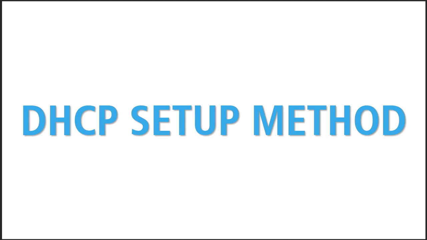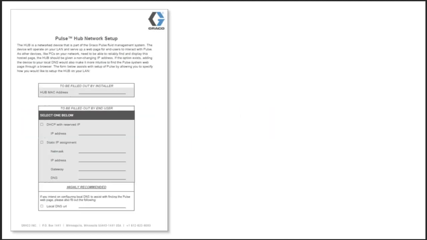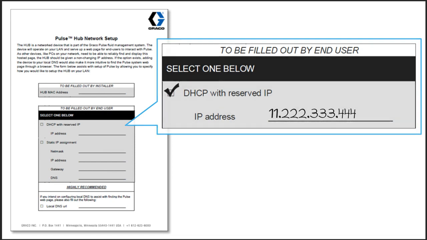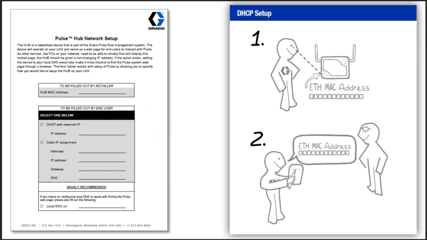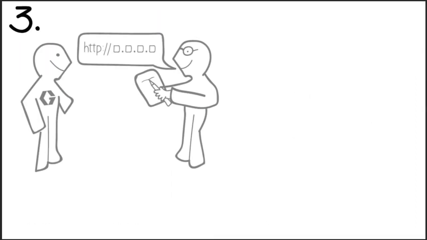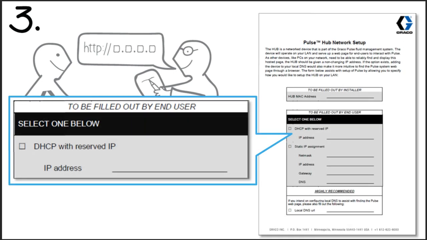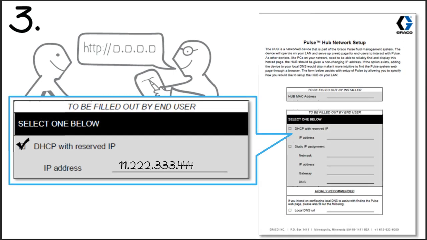We will cover the DHCP setup method first. So we'll say the IT group returned the form with the DHCP with reserved IP address filled in. Therefore, we will complete the DHCP setup steps. We've already completed the first two steps, so we'll resume at step 3. The IT group returned the Pulse Hub Network Setup form with the IP address they assigned to the hub. You'll need this information later, so hang on to this form.